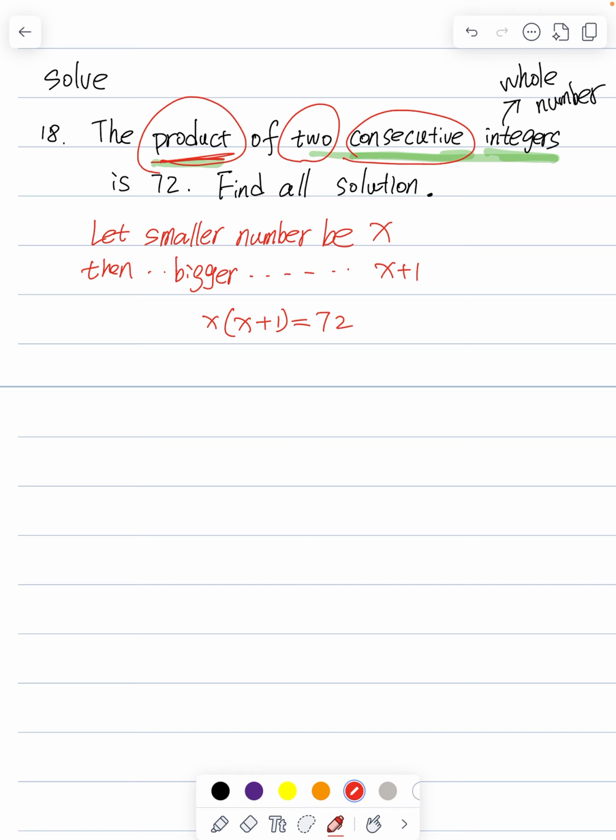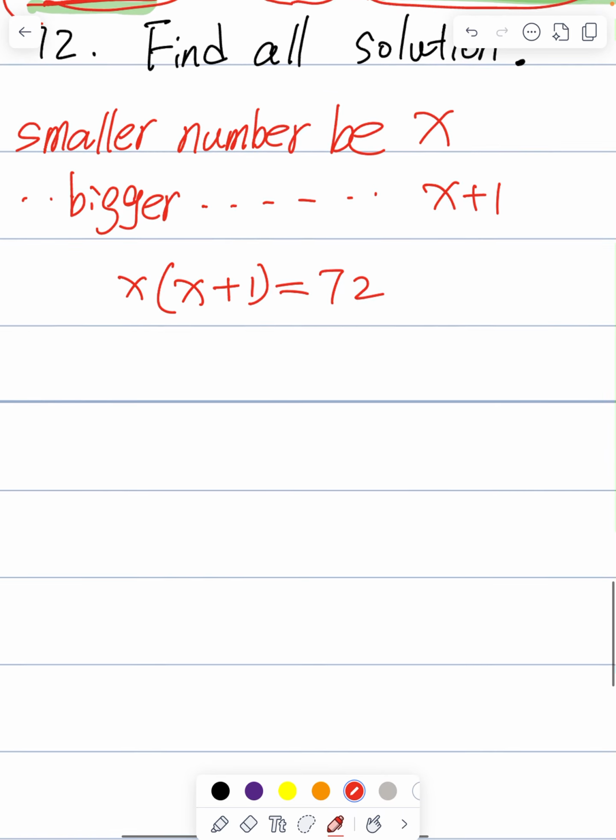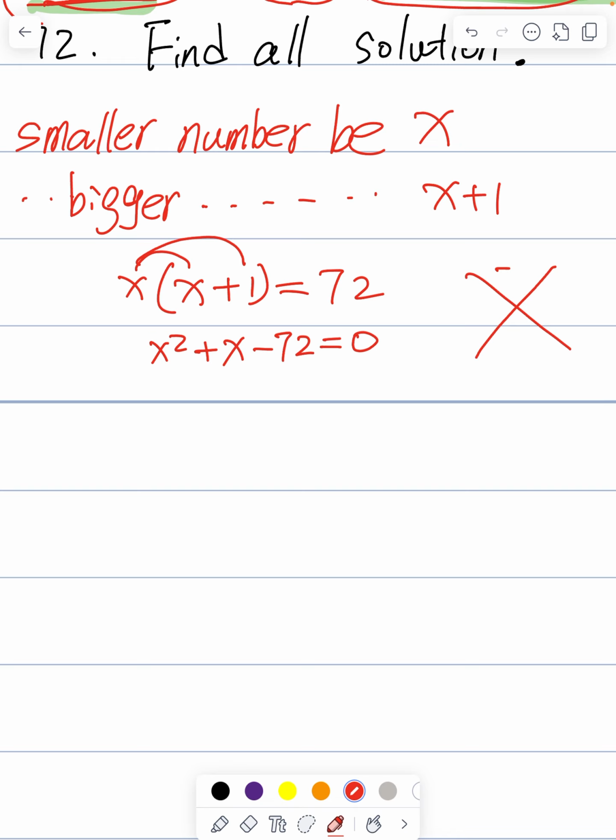Now let's solve the equation. I'm going to multiply: x squared, x times 1, that's 1x. And the 72, I'm going to move it to the left, so 72 becomes negative 72. So now I need to figure out the two numbers. When they multiply, they equal negative 72. When they add, they equal 1. Right?